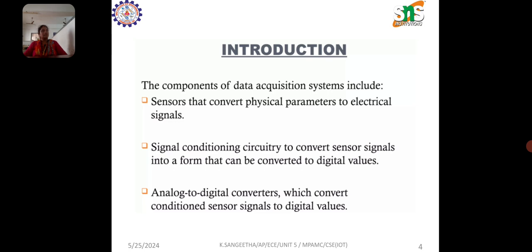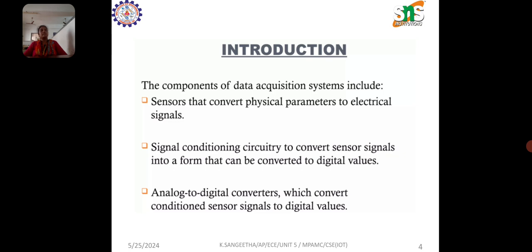Examples: temperature sensor, strain gauge for pressure, and photodiode for light intensity. And about signal conditioning, these are the circuits that prepare the sensor signals for digitization. This might include amplification, filtering, isolation and other processes to ensure the signals are within the acceptable range and quality for the ADC. And the next one is the analog to digital converter, a device that converts the conditioned analog signal from the sensor into a digital format that can be read by the computer.